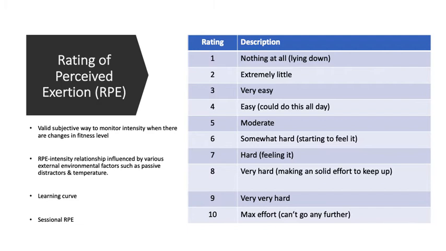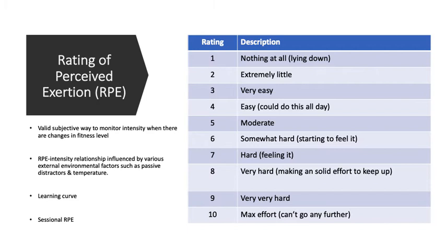And so you want to expose your client to it on multiple occasions so that they become aware of how to properly assess their internal responses to exercise. The RPE intensity relationship is influenced by various external environmental factors such as passive distractors and temperature. Music is a passive distractor. Temperature and humidity within an environmental condition is a distractor as well and will influence RPE, because when you feel hotter, you feel that exercise is harder.